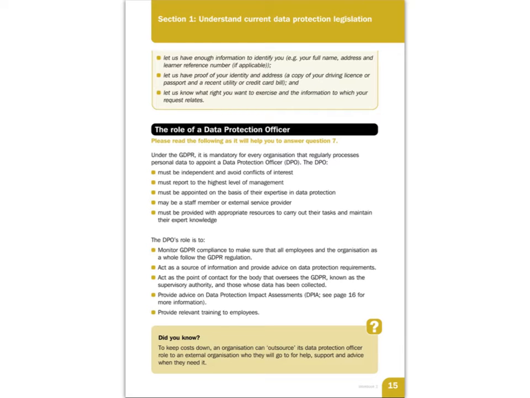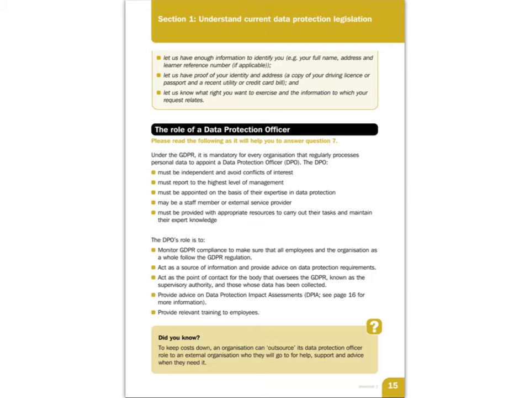It may be a staff member, or you can apply to have an external service provider be the data protection officer, and they must be provided with appropriate resources to carry out their tasks and maintain their expert knowledge, i.e. they need continued professional development, or CPD. And their role really is to monitor the GDPR compliance within the organisation, making sure that all the employees as a whole follow that regulation, as well as the organisation itself. They act as the main focal point for any information that is necessary within that organisation, and they provide advice on data protection requirements.